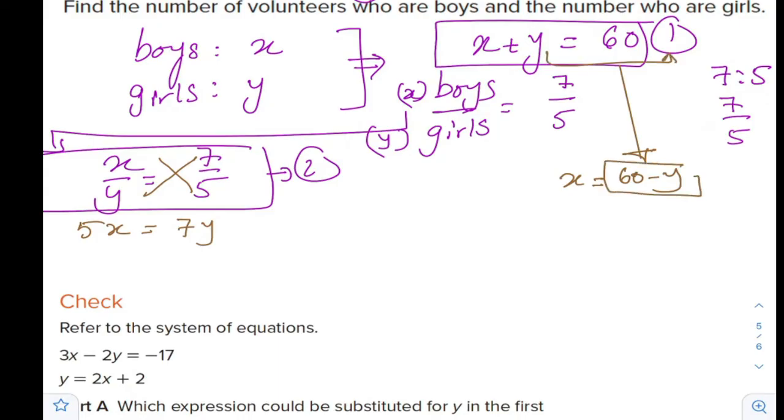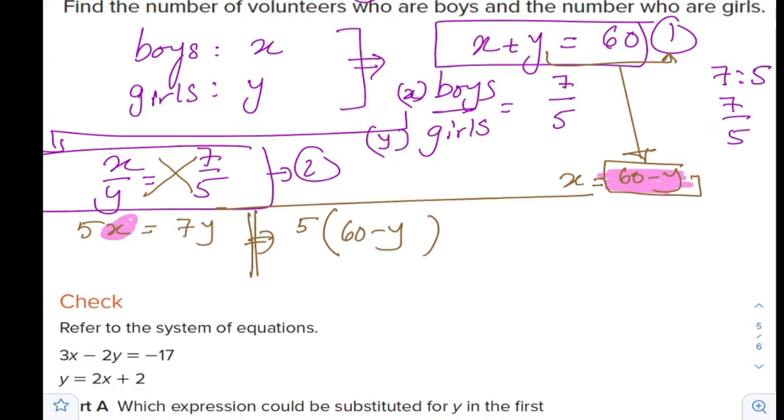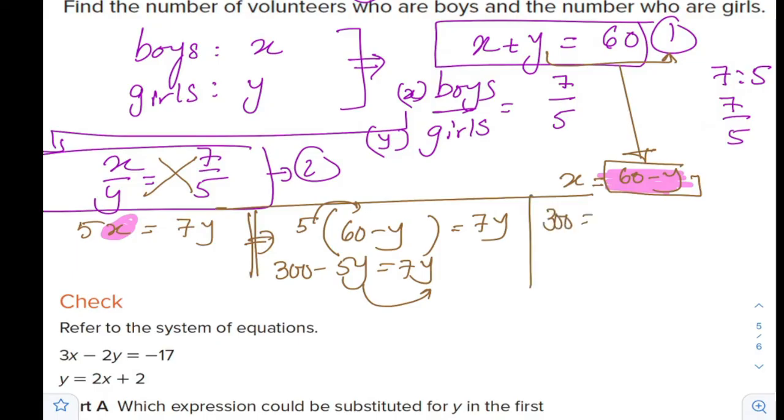Now the 60 minus y will be replaced instead of this x. So what will be the result? 5 times, put brackets, 60 minus y. You must put brackets. If you don't, it means a big mistake. Equals 7y. So we will solve. 300 minus 5y equals 7y. You can take the 5y there. So 300 equals 7y plus 5y, which is 12y.